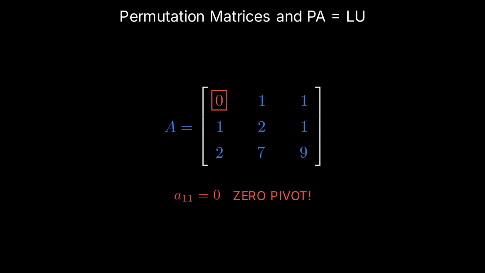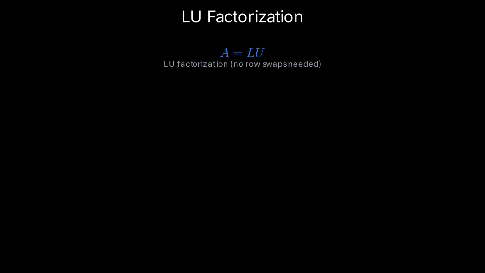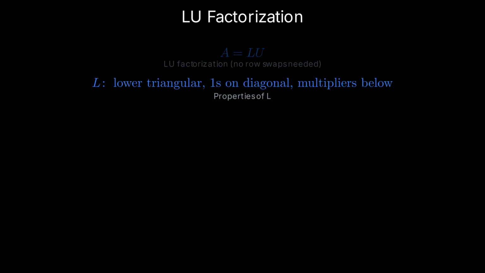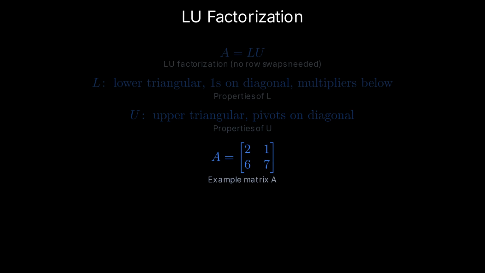Now, the matrix itself isn't broken. Our factorization strategy just needs an upgrade. A equals LU becomes PA equals LU. When elimination needs no row swaps, we get A equals L times U. L is lower triangular with ones on its diagonal and the multipliers below. U is upper triangular with the pivots on its diagonal. Let's see a concrete example.